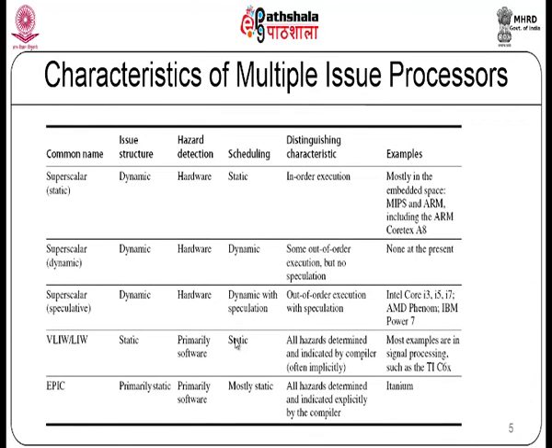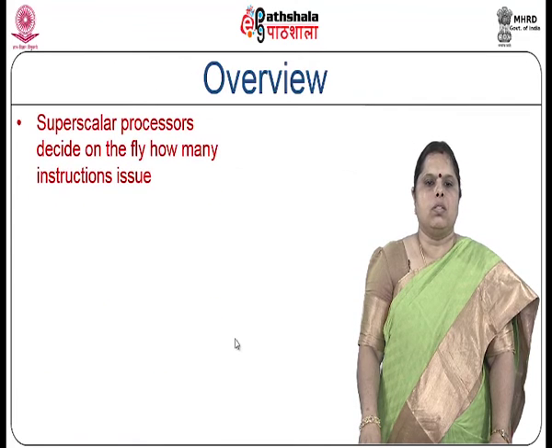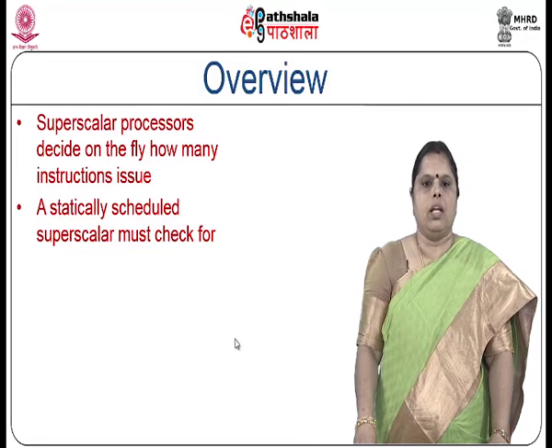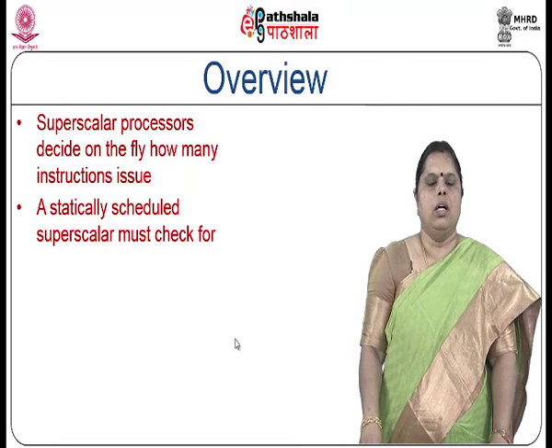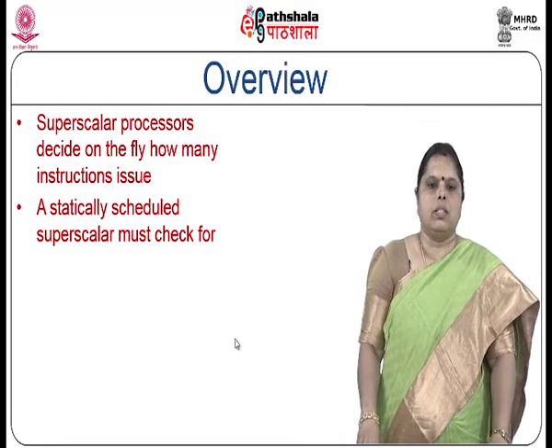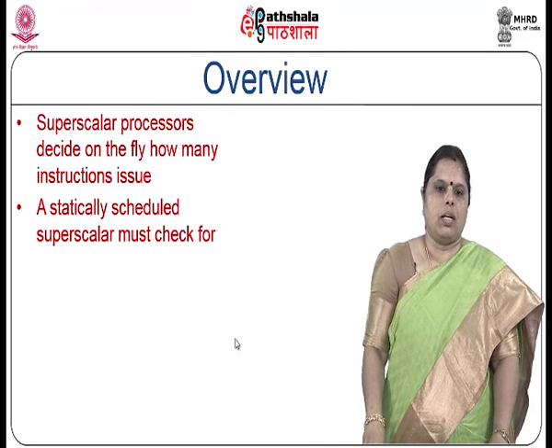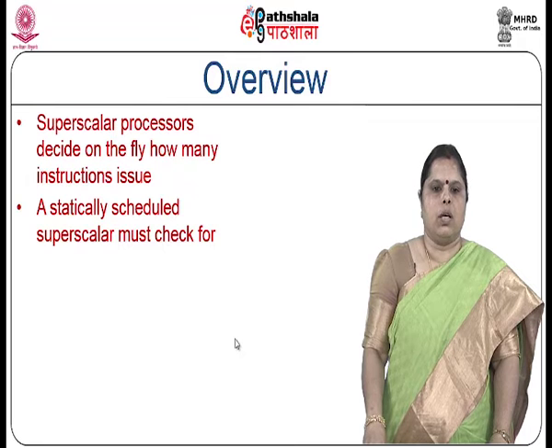The characteristics of multiple issue processors are summarized in this table, which we have already seen in the previous module. There are basically two flavors of multiple issue processors: the superscalar processors and the VLIW architectures. Superscalar processors are of two types: a statically scheduled superscalar and a dynamically scheduled superscalar. Superscalar processors basically decide on the fly how many instructions can be issued. So, the issue is decided in hardware.